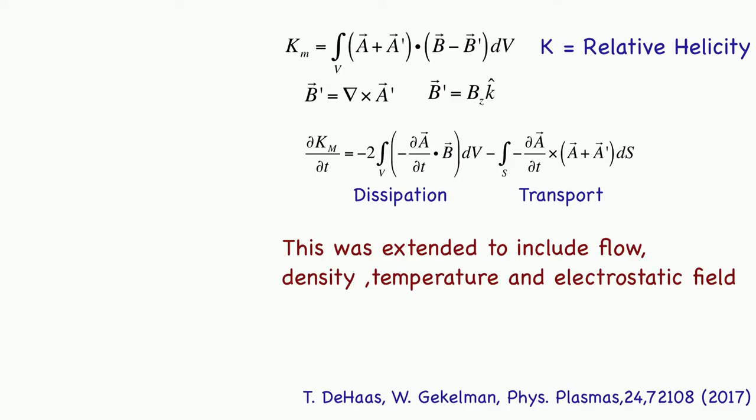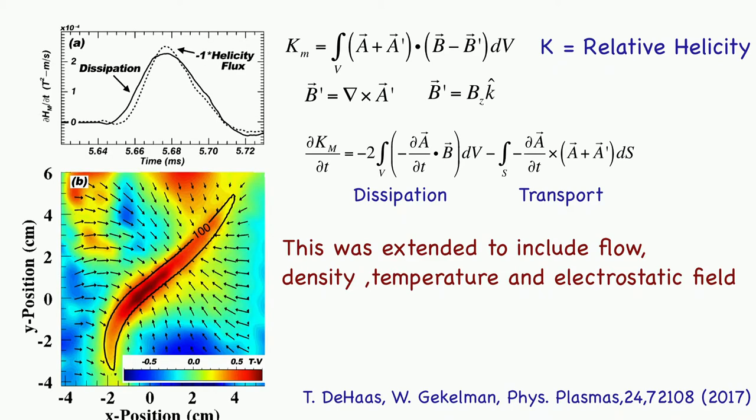So from the magnetic helicity, here's an expression for relative helicity. This was just published. You can calculate the dissipation and transport. All right. Actually, the expression we use is a little different than this. We included flow, density, temperature, and electrostatic field.